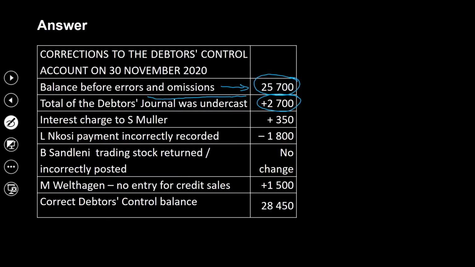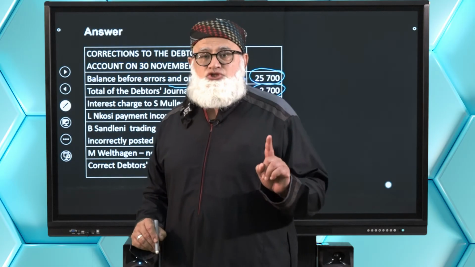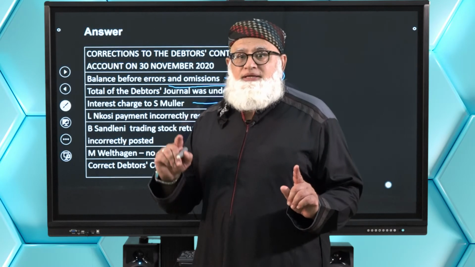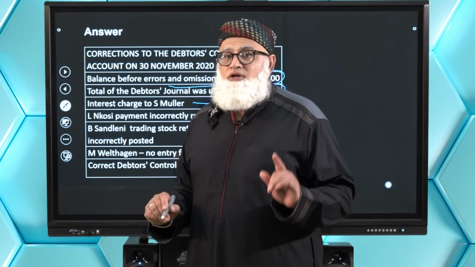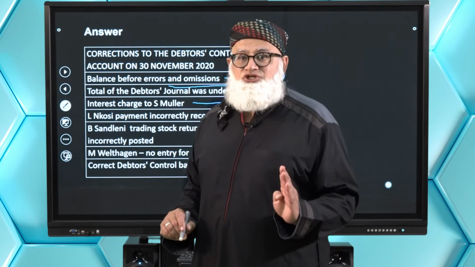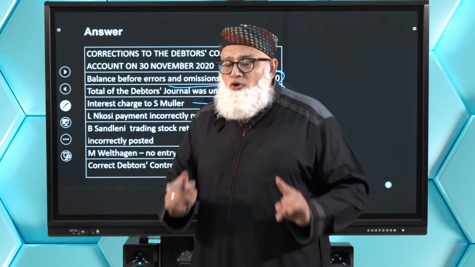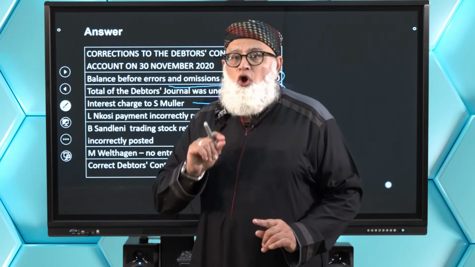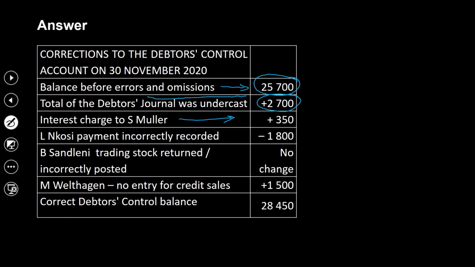Right, then there was interest that was charged to S. Miller, and the double entry once again: debit debtors control, credit interest income. Also, remember we said we're not looking at the debtors ledger at this stage, we're only looking at the effect on the control account. So there we go, debit debtors control plus 350.